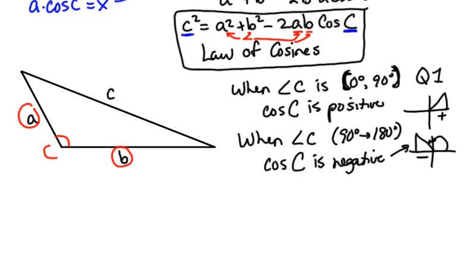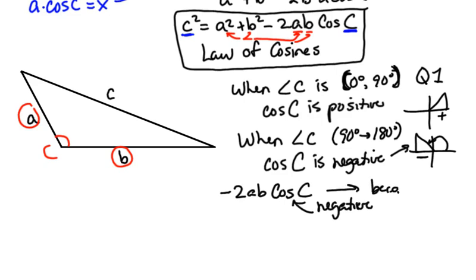So when I do negative 2AB cosine of C, and cosine is negative, then the whole thing becomes positive. So this quantity that is subtracted, I'm subtracting a negative number. It'd be minus 2 times A times B times this negative number. So when I'm subtracting a negative number, it turns out that I'm adding something then to this side.